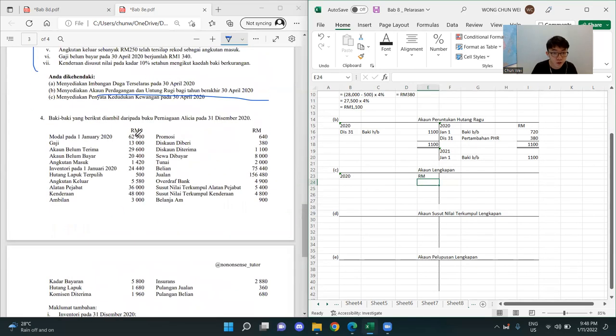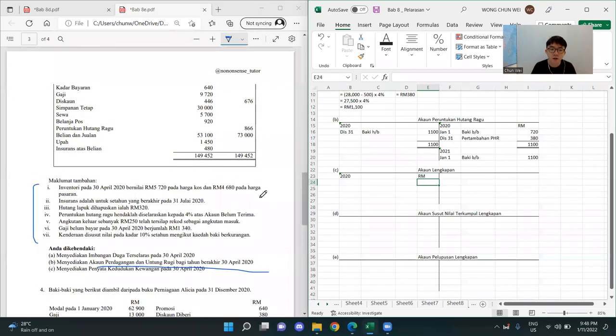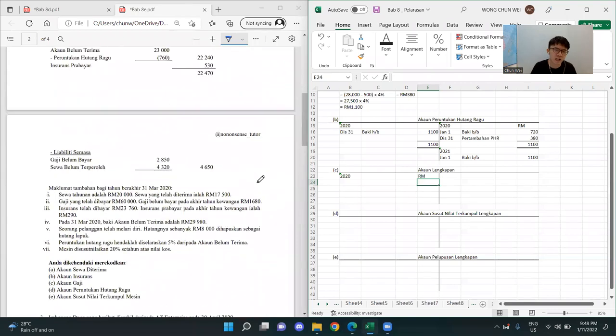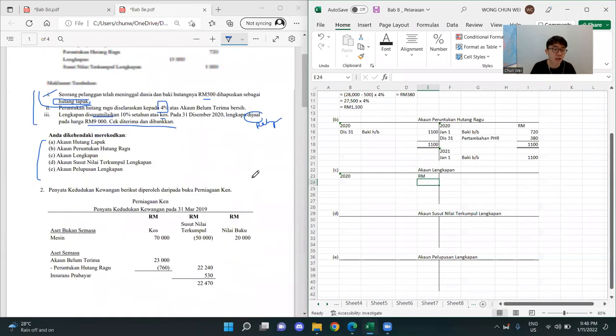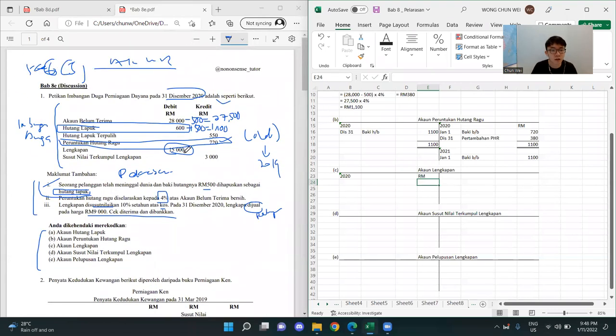Like for this question, you see, it's just one straight line. Then you have to know lah, all right? Like, is it an asset or a belanja or what? So if it's an asset, memang it's on the debit side. So like, lengkapan is an asset. That's why I know it's on the debit side. 15,000. Okay, then for your susunan terkumpul it should be on the credit side, the baki BB.